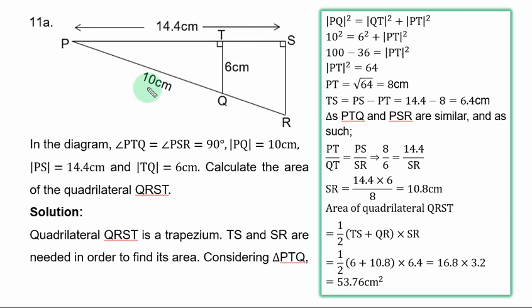Question 11a. In the diagram, angle PTQ is equal to angle PSR, and that is 90 degrees. PQ is equal to 10 cm, PS is 14.4 cm, and TQ equal to 6 cm. Calculate the area of the quadrilateral QRST.